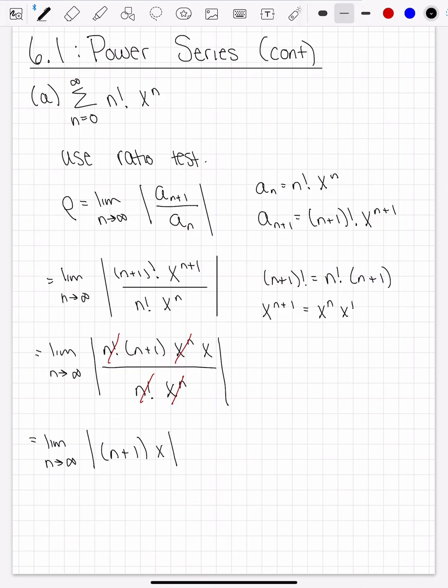We know that n+1 is positive, so that doesn't need absolute value, and the x is not changing because what we're changing is the n, the limit as n goes to infinity. So you see that if n is going to infinity, then infinity plus 1 is infinity. This whole limit is going to infinity. So rho is equal to infinity.